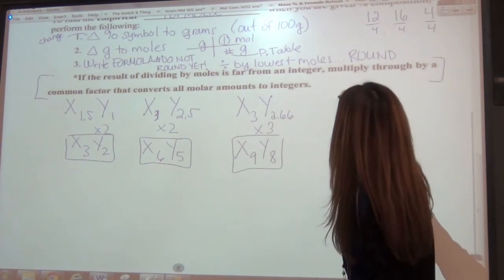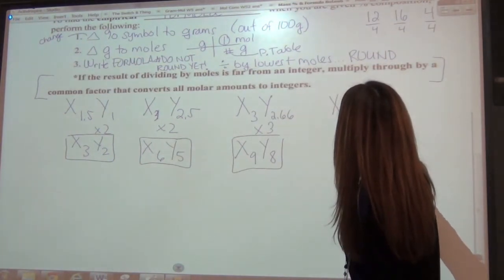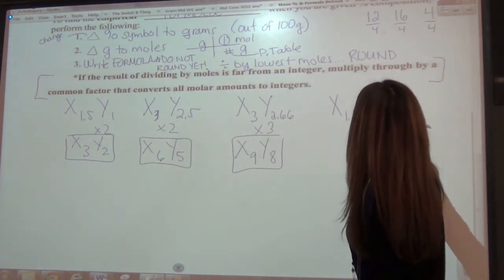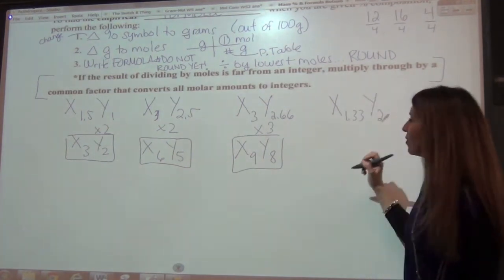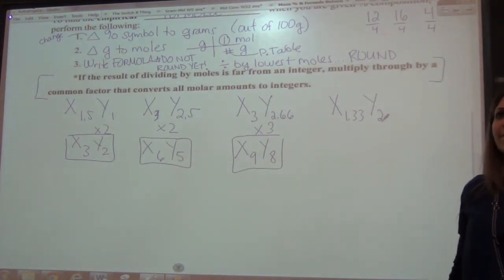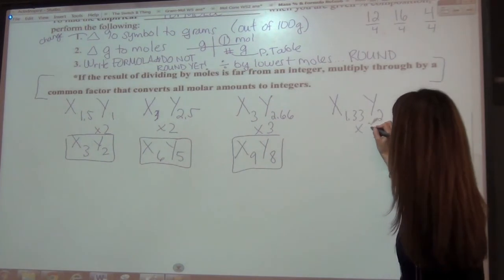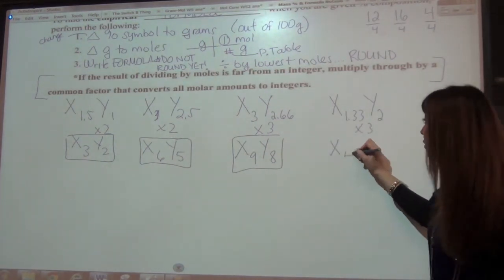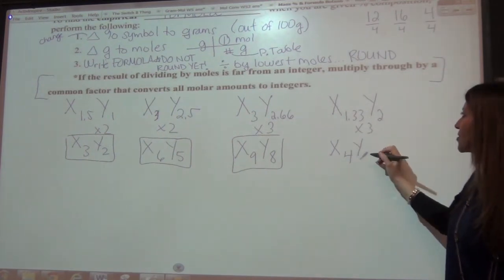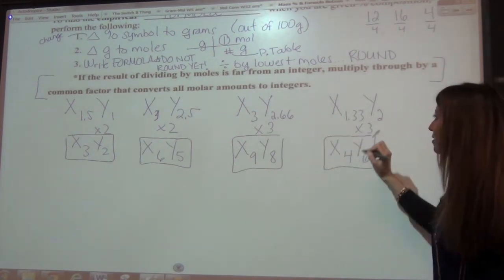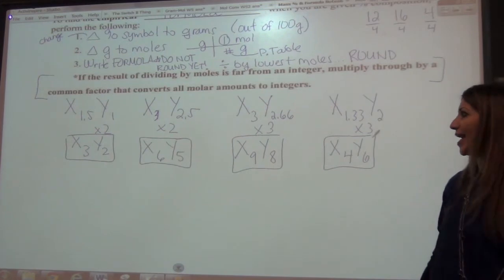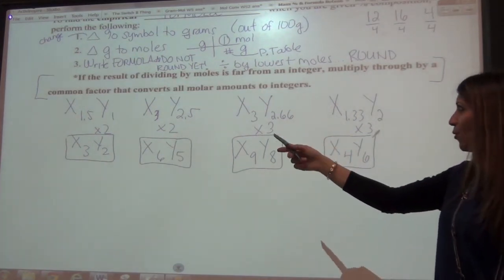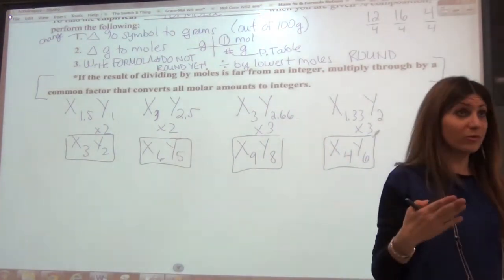Let's do one more. X 1.33, Y 2. What would you multiply that one by? 3. And if you multiply 1.33 by 3, you get 4. Y 2 times 3 is 6. Okay? So that's how you're doing that when you get one that you can't round, okay?